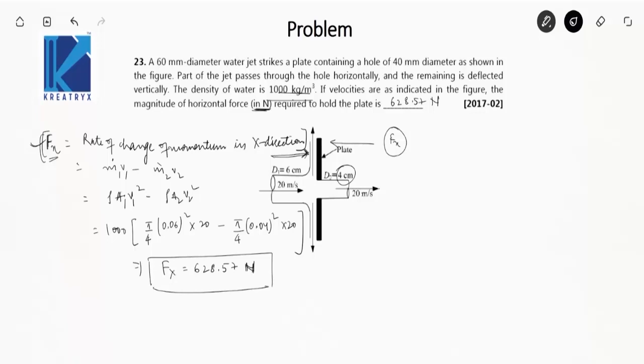Most of the questions from fluid machinery are asked from this concept. It's a pretty important concept. This concept you have studied even in your 12th class, when you must have been studying for JEE Mains or JEE Advanced. Next question.